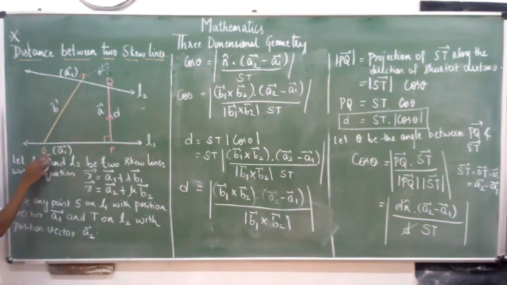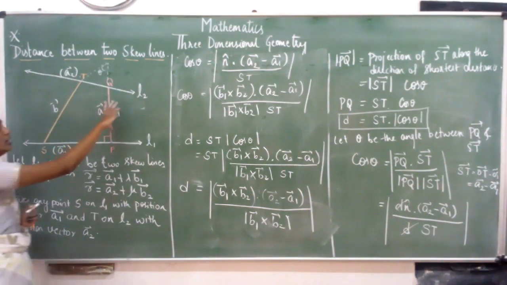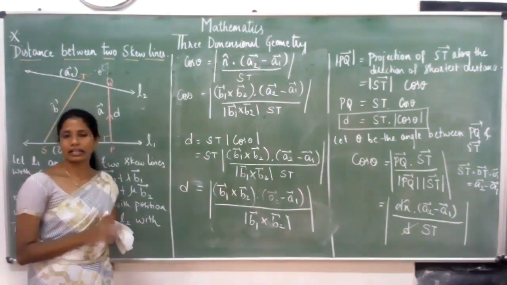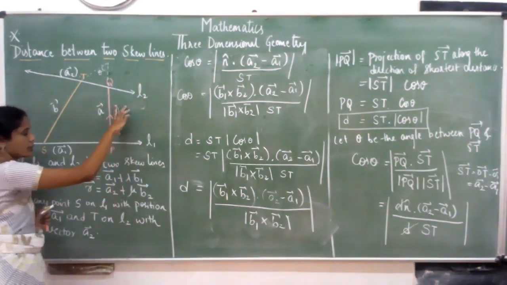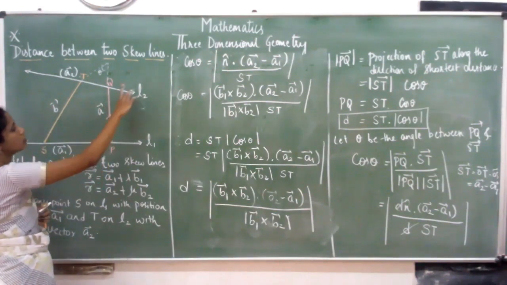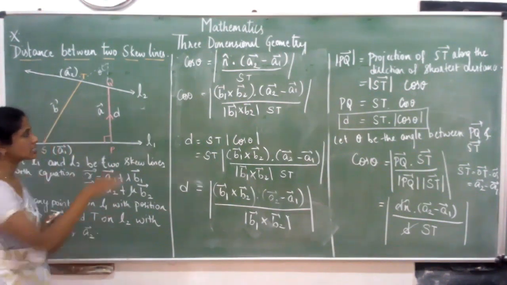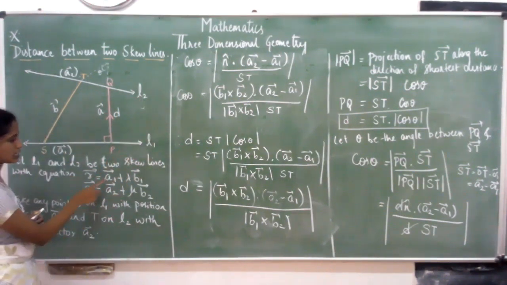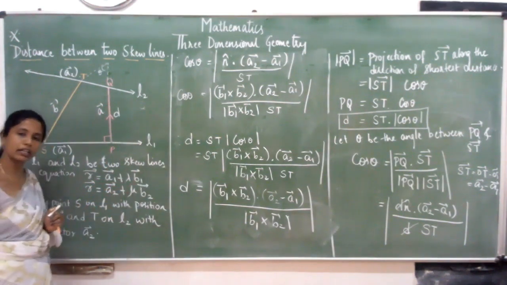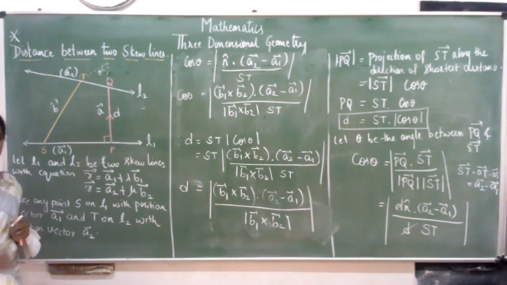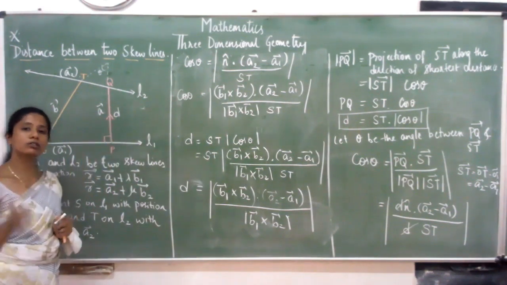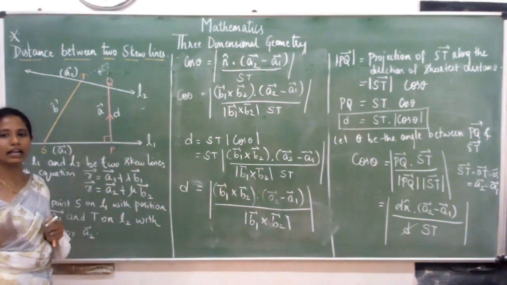After that, I consider a point S on the line L1 and its position vector as A1, and a point T on the line L2 with its position vector as A2. Then we told that PQ is the shortest distance vector. So if PQ is the shortest distance vector, by looking at the figure, we can say that PQ is perpendicular to both the lines L1 and L2. And since we have considered the equation of these two lines as vector a1 plus lambda times vector b1 and vector a2 plus mu times vector b2, it is understood that PQ is also perpendicular to B1 and B2.